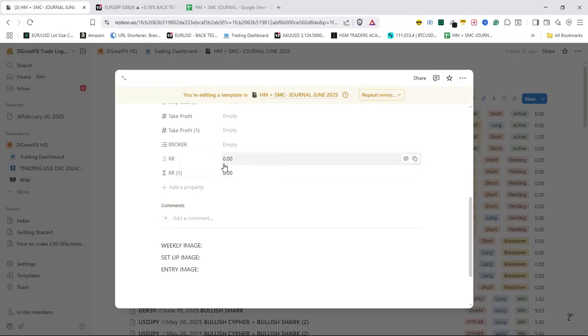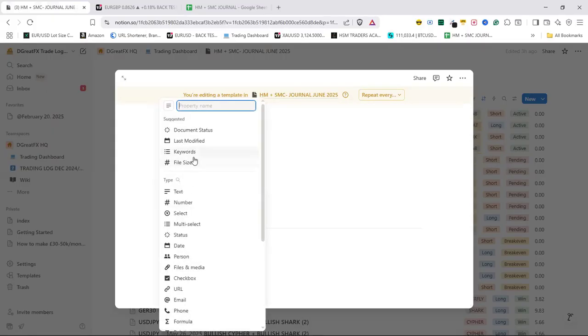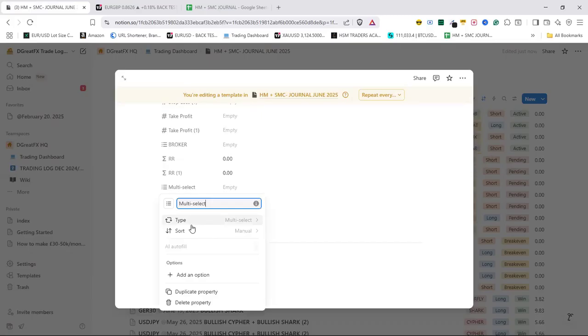Maybe on the next episode, maybe on episode 5 or so, I'll teach you guys how to add formulas on Notion and all of that. But this episode is on trading psychology, how to track it on any particular trade. So click on add a property, and then we're going to add a multi-select. Let's make it multi-select, and then we'll name it psychology. Then we'll add options.